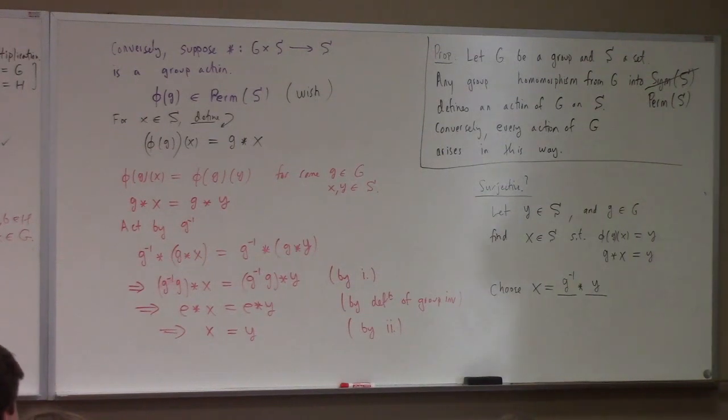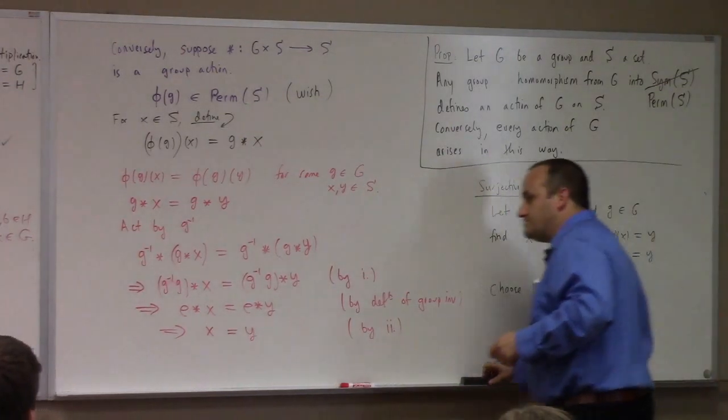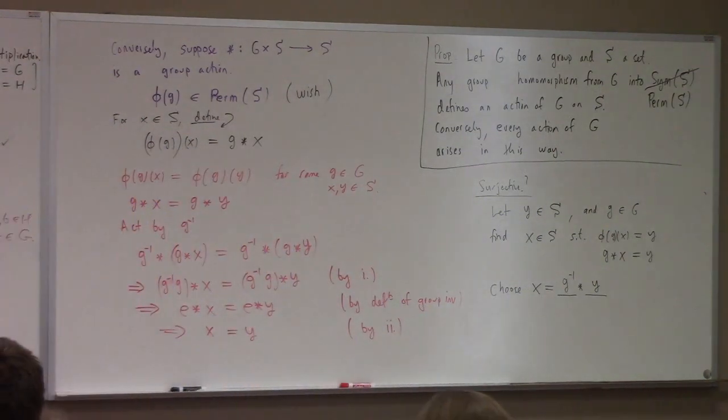So again, this proposition says if you have a group and you have a set, any homomorphism from the group into the set of permutations can be reinterpreted as an action of the group on a set. So in some sense, this whole group action discussion is just a different take on a homomorphism of a group into the set of permutations on a set. Okay, so, important definition here.